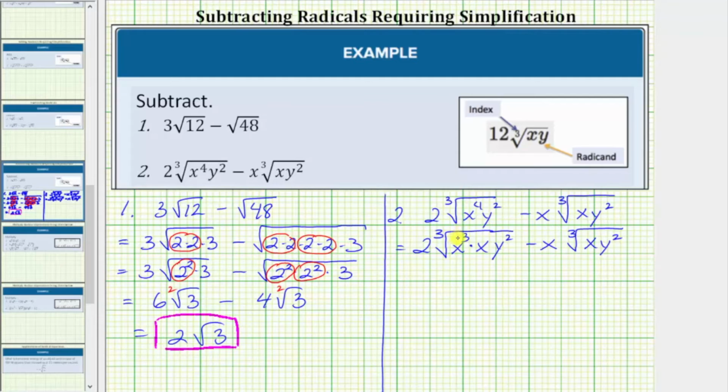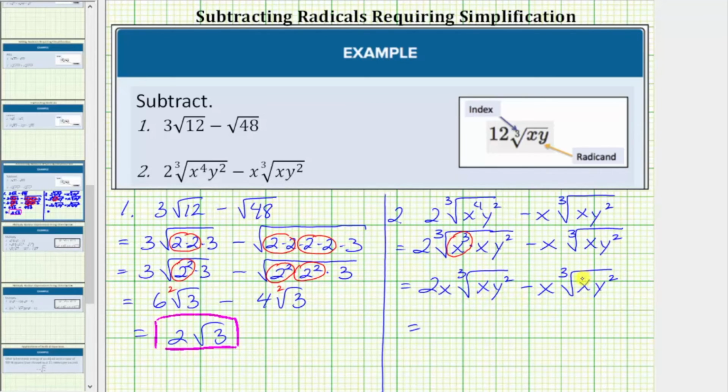The next step is to simplify the cube root of x cubed, which simplifies perfectly to 1 factor of x. We already have a factor of 2 outside the cube root, so we multiply the 2 and the x. This is equal to 2x times the cube root of xy squared. And then we have minus x times the cube root of xy squared. Notice how the radical parts are exactly the same, and therefore these are like radicals, or more formally, these are like radicals because the index is the same, and so is the radicand.